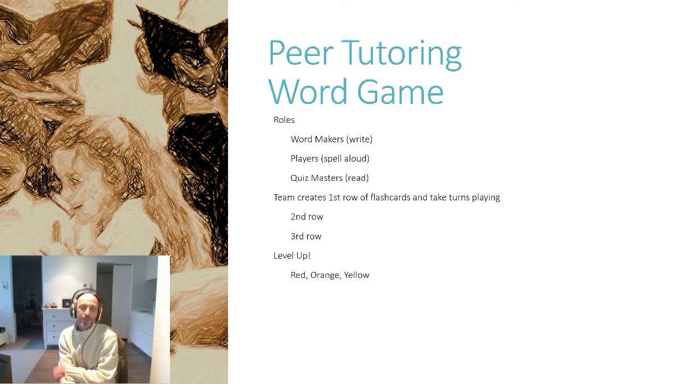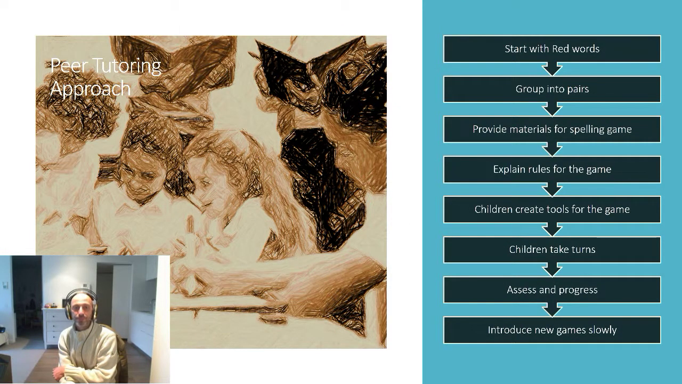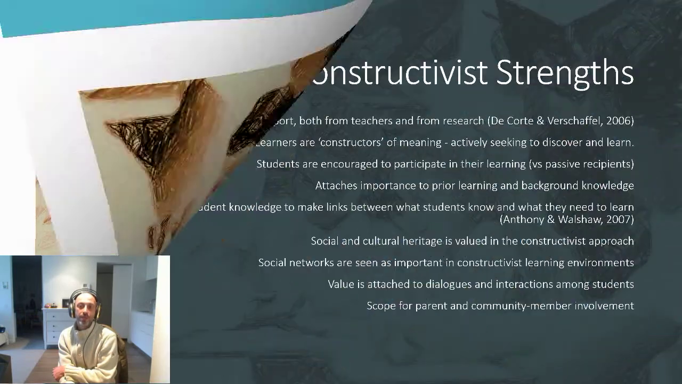The idea is that the children level up. You can mix up the children into different groups as well, and you progress through the levels of words: red, orange, yellow, etc. So the peer tutoring approach is to start with red words, group everyone into pairs, provide materials for the spelling game, make sure you explain the rules of the game, the children create the tools for the game, the children take turns, you assess, progress, and introduce new games slowly.